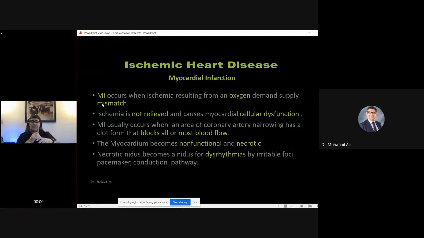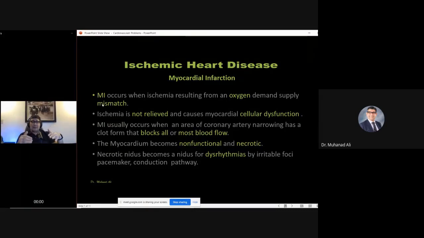The next step is what? The next step is myocardial infarction, which is a more advanced stage of ischemic heart disease than angina pectoris. In that situation, the patient will get something almost permanent, or semi-permanent, which is damage or necrosis of the myocardial muscle.